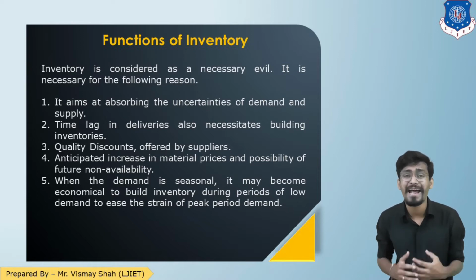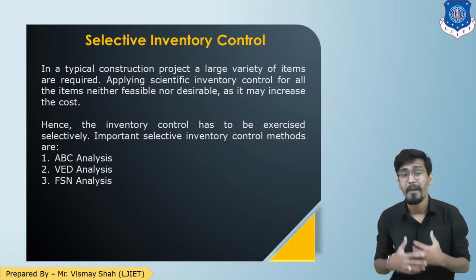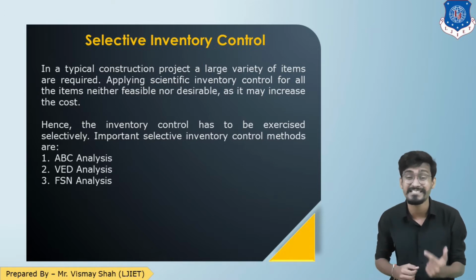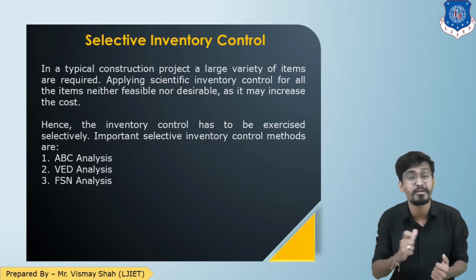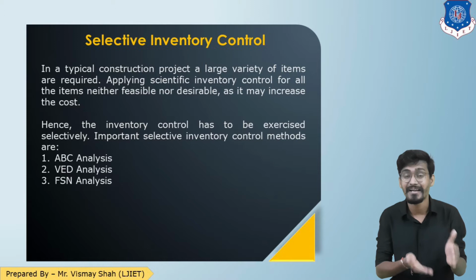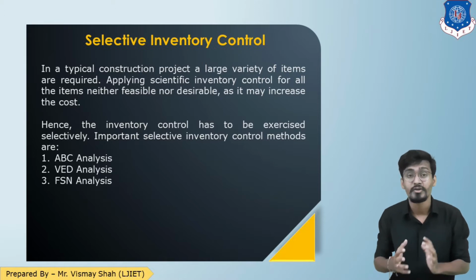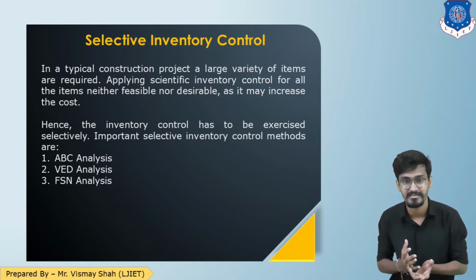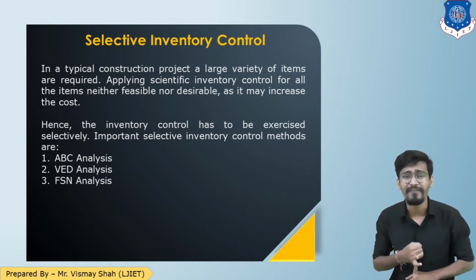Now let us look at the methods of selective inventory control. In a typical construction project, we require literally thousands and thousands of materials. So applying scientific inventory control is not desirable, as it will increase the cost, and it will not give the data which we require. See, I cannot treat binding wire or nails at the same level as cement and steel. I hope you are getting my point. So we can't apply the scientific method; we have to apply selective control methods. There are 3 selective control methods which we are going to learn: ABC analysis, VED analysis, and FSN analysis.